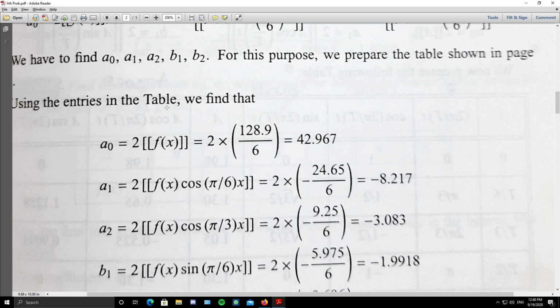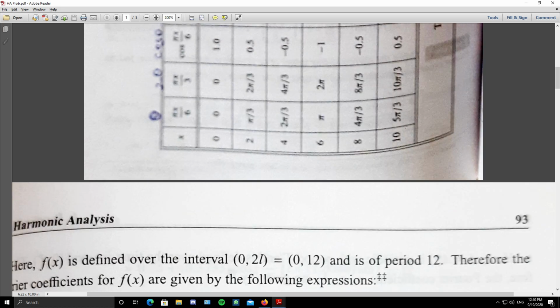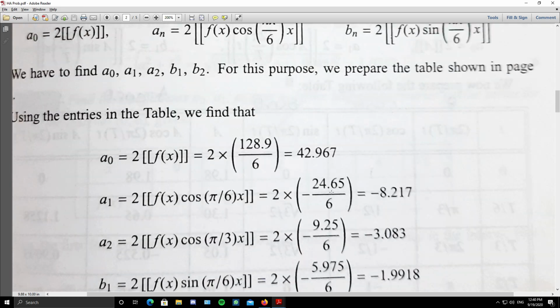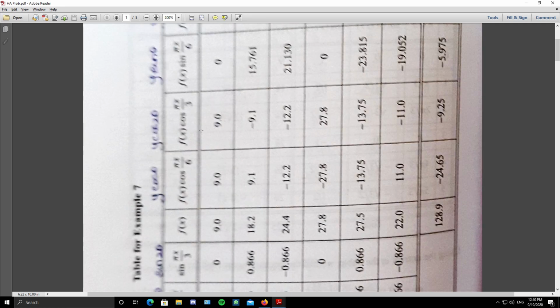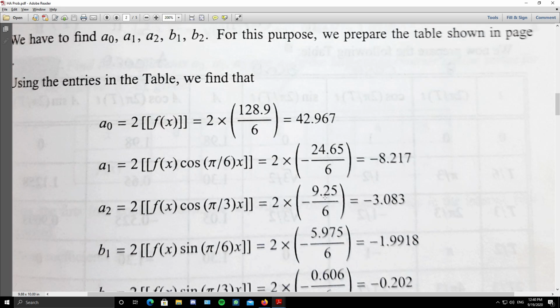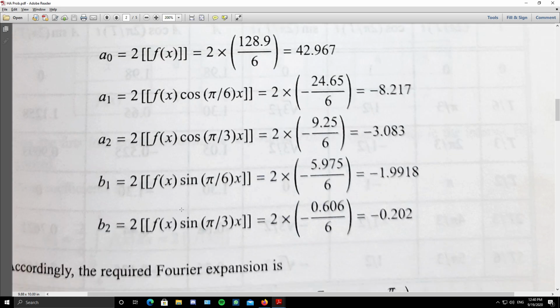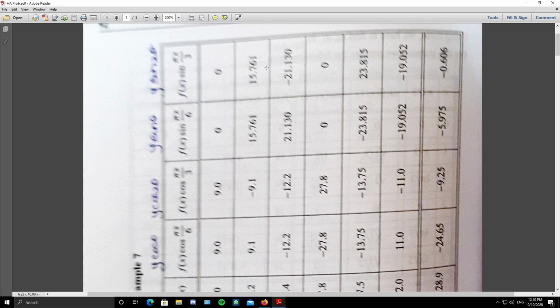Similarly, a1: what is the sum of y cos theta? This is for a1, that is minus 24.65 divided by 6. So 2 times the sum is minus 24.65 divided by 6. Then a2: what is 2 times the sum of y cos 2 theta? The y cos 2 theta sum is minus 9.25. So 2 times minus 9.25 by 6. Similarly, b1, 2 times the mean of y sin theta. So you have y sin theta.